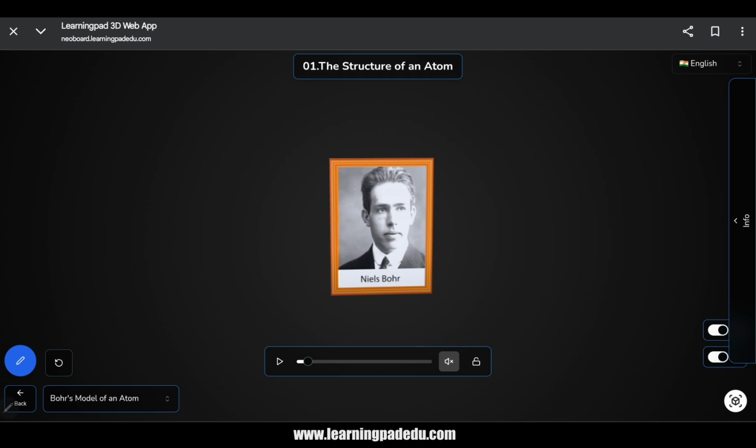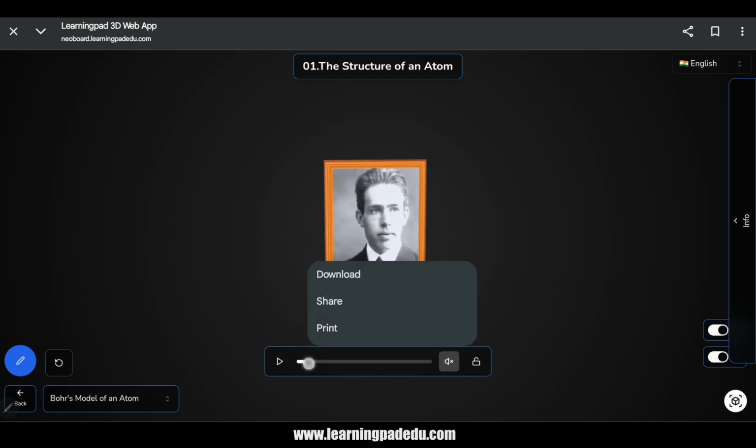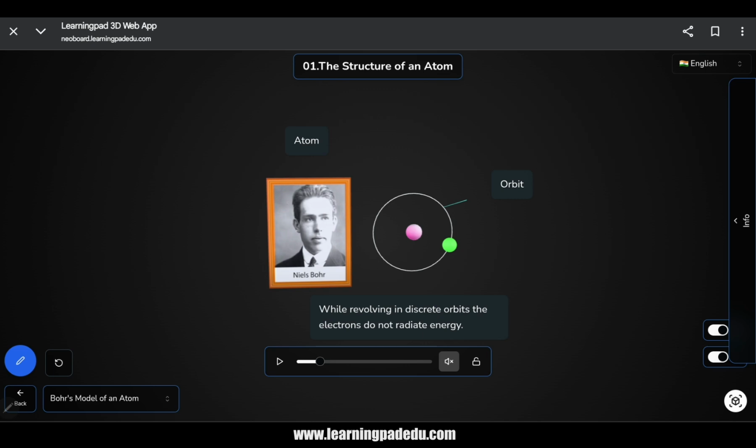That scientist was Niels Bohr. What did he say? He proposed his theory. According to his theory, when electrons are moving round the nucleus, they are not moving in a normal circular orbit, but they are revolving in discrete orbits. These discrete orbits are otherwise called energy levels. So, when electrons are moving in such energy levels, they do not radiate energy.